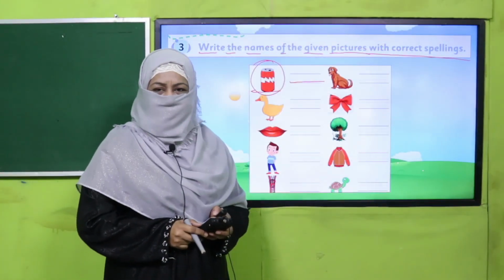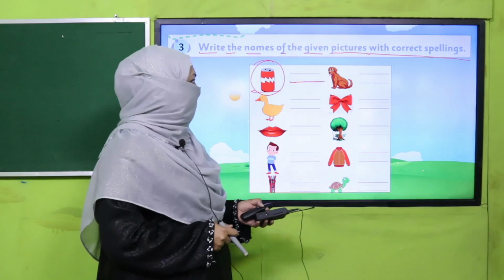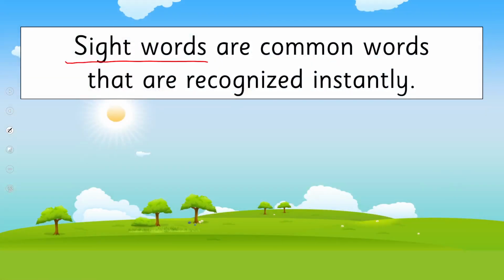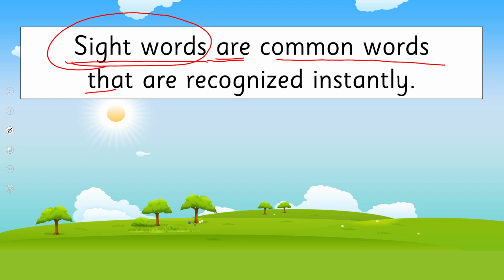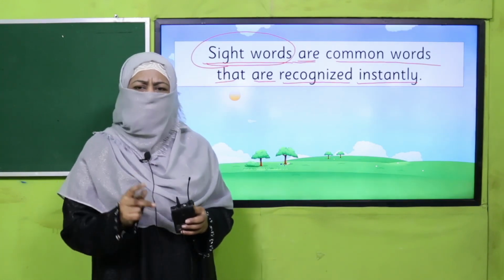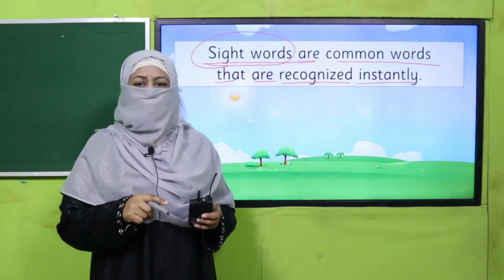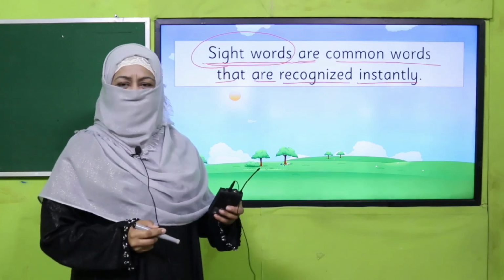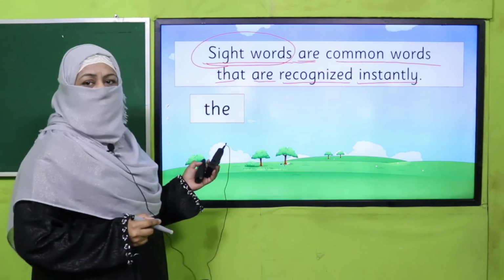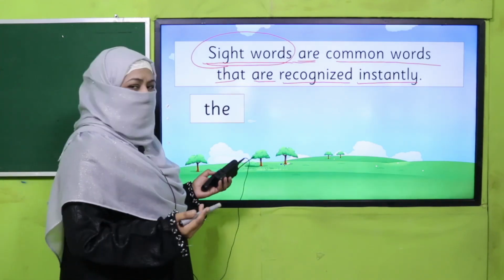Yes, my dear children, are you done with it? Good job. Okay, so the next thing we are going to learn is sight words. What are sight words? Sight words are common words that are recognized instantly. Sometimes a word appears in front of you, you need not spell it, you just look at the word and say it. That is a sight word. For example, the, you say the or the, both are correct.